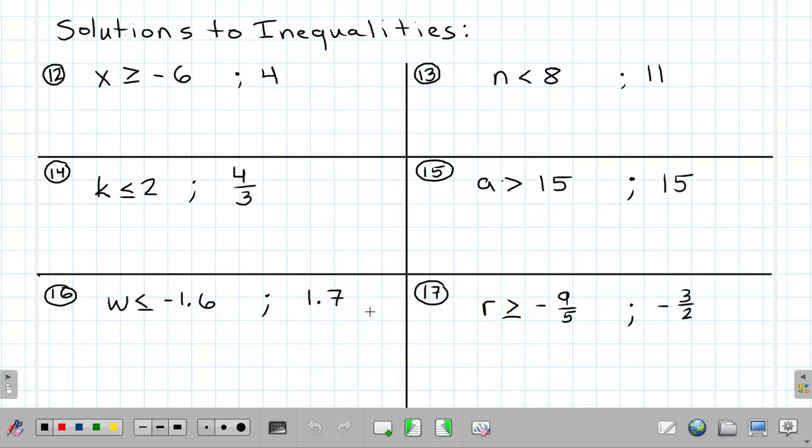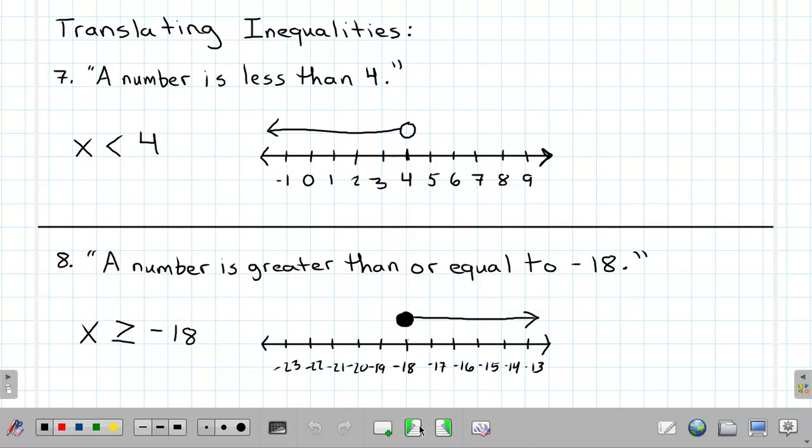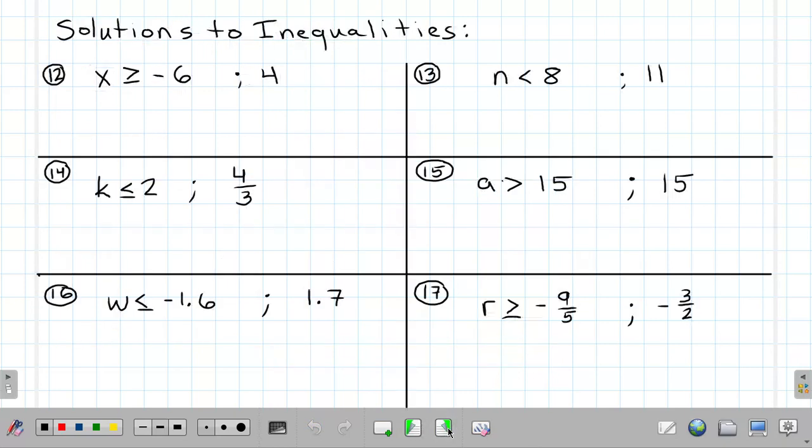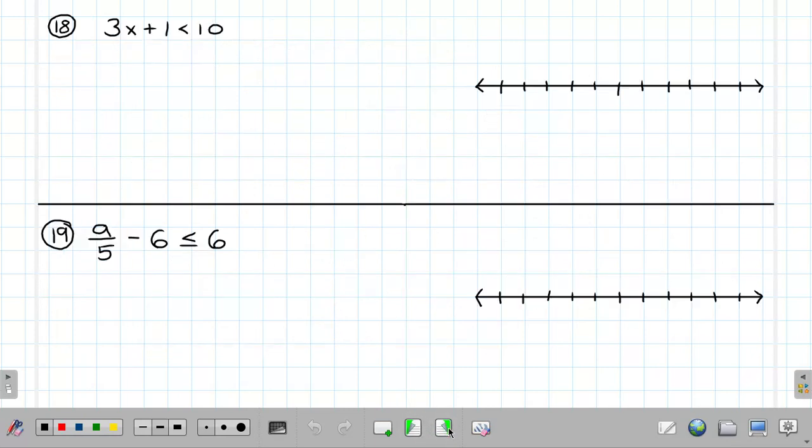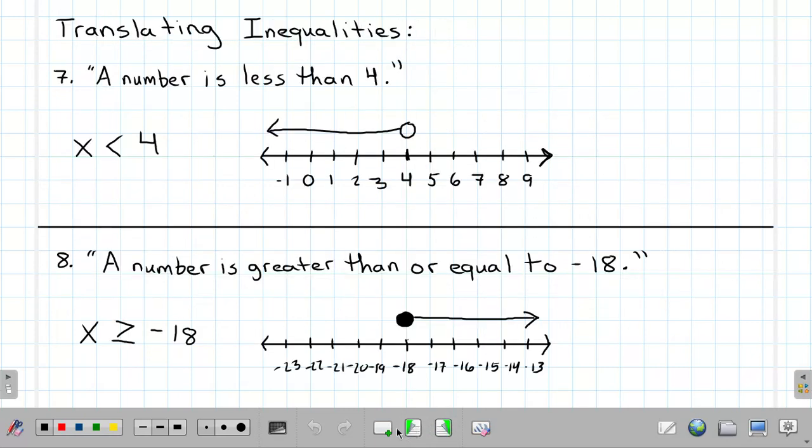But then we get to ones, oh, well, looks like I missed a slide there. So let's just add one in ourselves. So number 9. A number is at least negative 2.